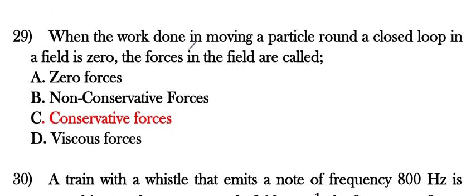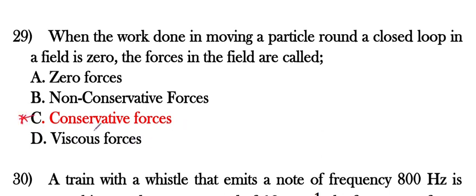So question 29. When the work done in moving a particle around a closed loop in a field is zero, the forces in the field are called: A. Zero forces, B. Non-conservative forces, C. Conservative forces, and D. Viscous forces. So this is the answer.